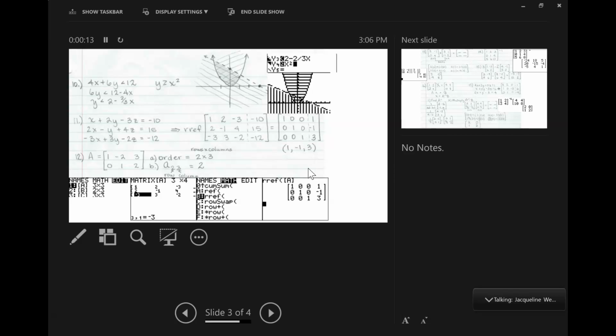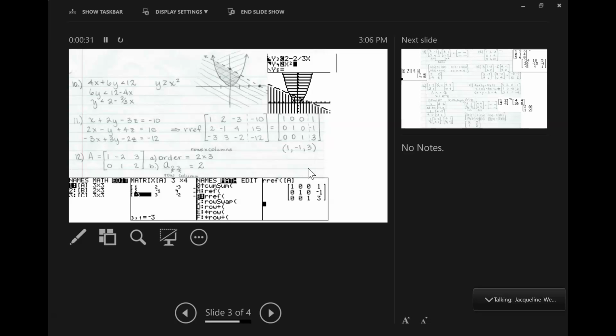Okay. All right. Then for number 12, they ask us to give the order of the matrix. All right. So how many rows does it have? 2 rows go across, right? And then columns go up and down, so 3 columns. So its order would be a 2 by 3.